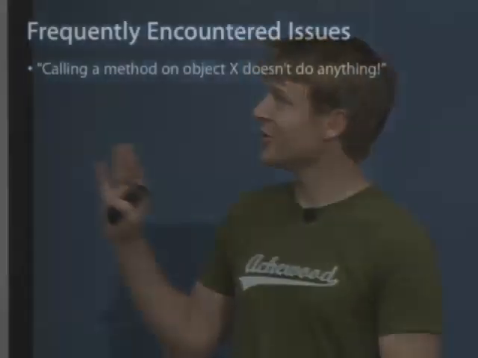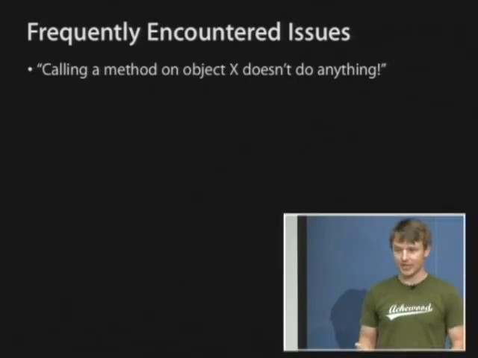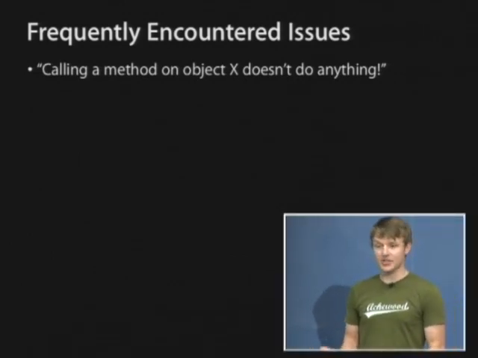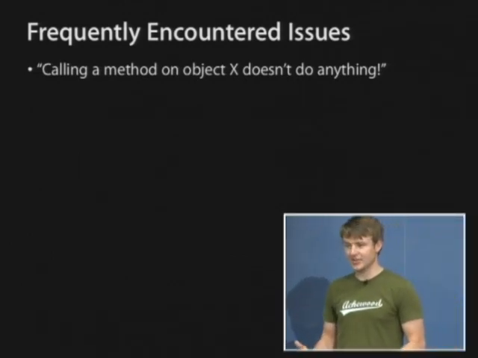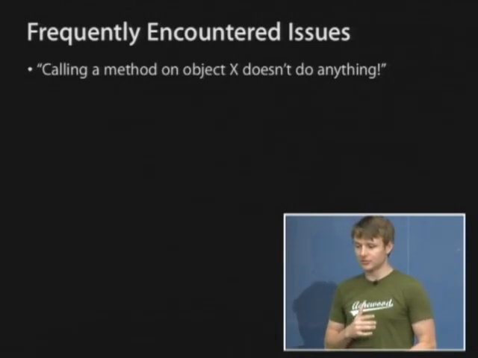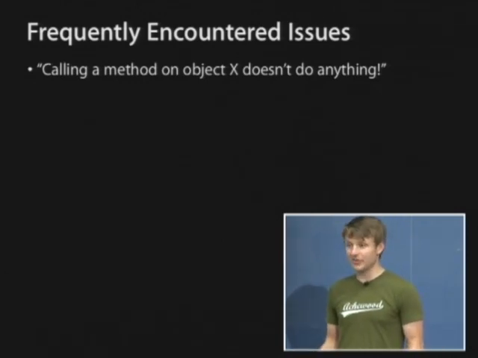Also, before we get into the meat of the lecture today, we had a couple of frequently asked questions. These aren't really questions, so I call them frequently encountered issues because they end with an exclamation point instead of a question mark. But one question we've been getting a lot is, hey, I've got this object, I'm calling this method on it, and it doesn't do anything. I'm calling setText, or I'm calling setBackgroundColor, and it doesn't have any effect.